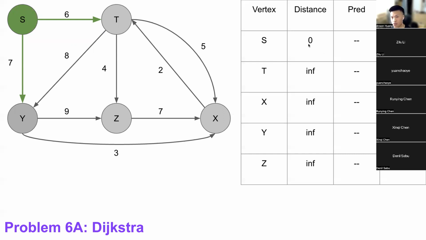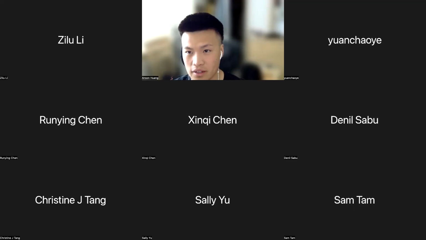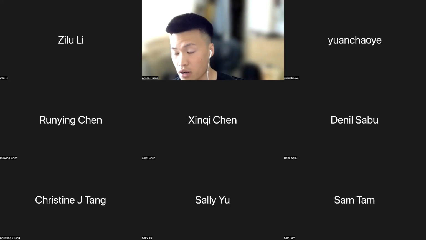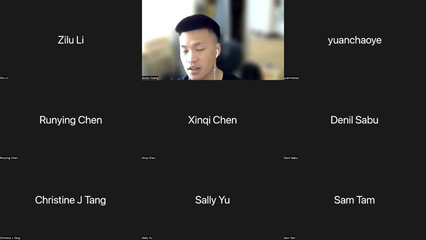So now that we have this first row completed, why don't we spend maybe 5 minutes and try to fill out the remainder of this chart here. This is just problem 6A from the section handout. And then let's come back together and talk about the solution.